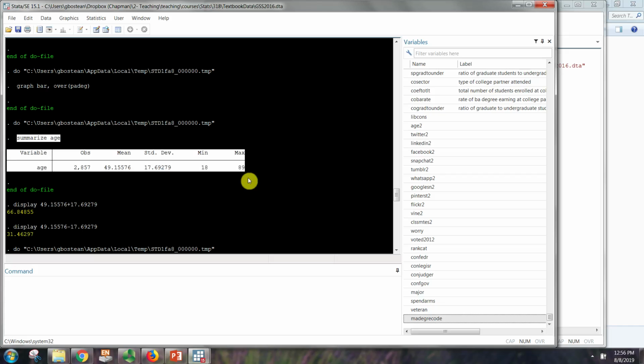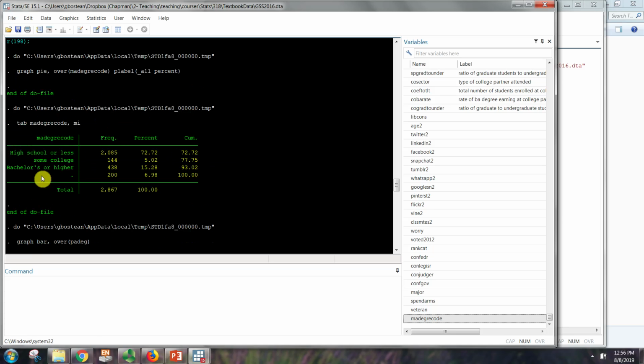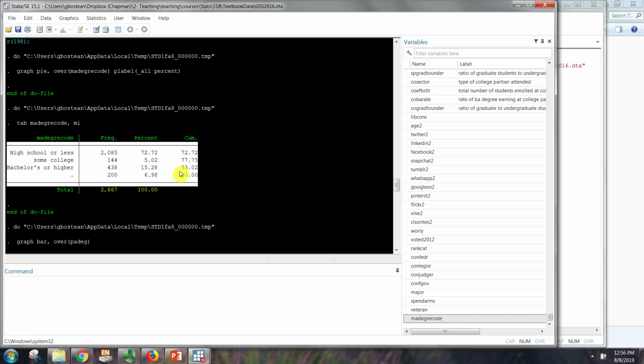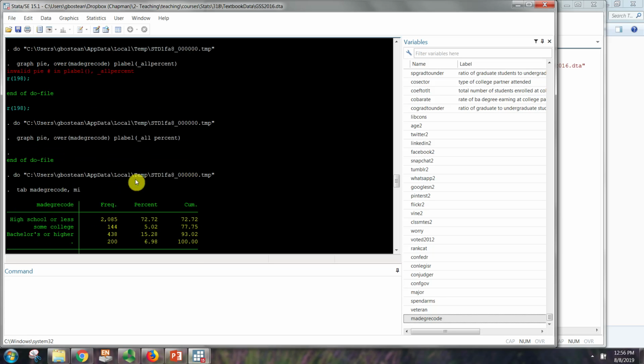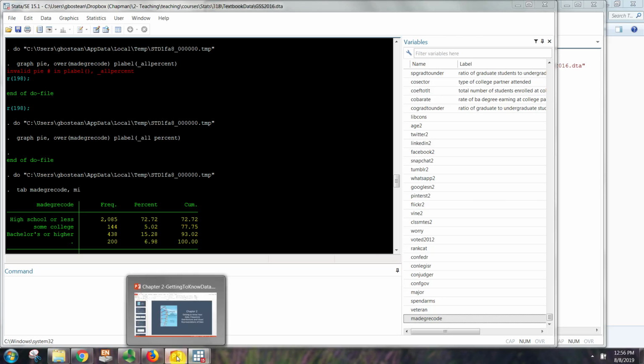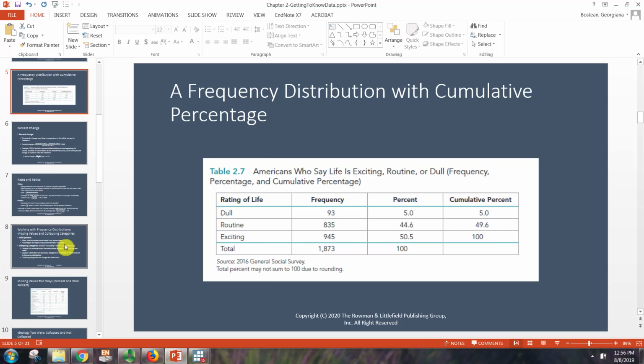What we want to do on ratio and interval variables is use summarize. We can use bar graphs to show these frequency distributions. We learned how to recode variables, and how to always include the mi, the missing option, on tabulate so that we can see how many people didn't respond to a particular question. And we talked about why that might be. So let me just quickly pull up the sample that we talked about.